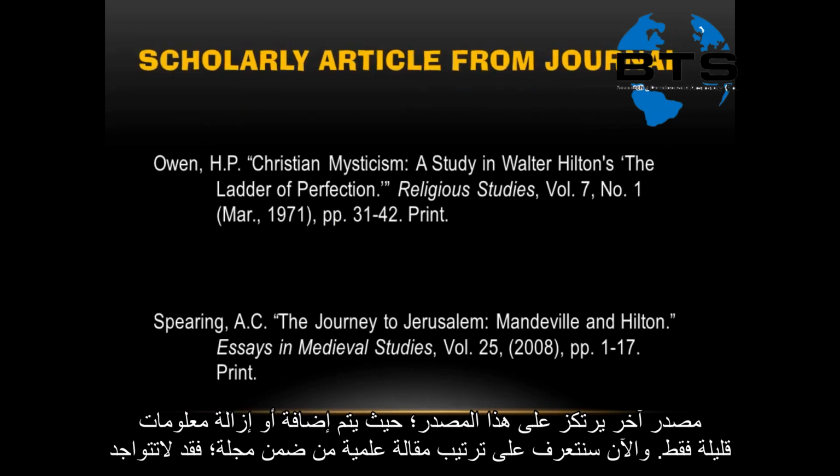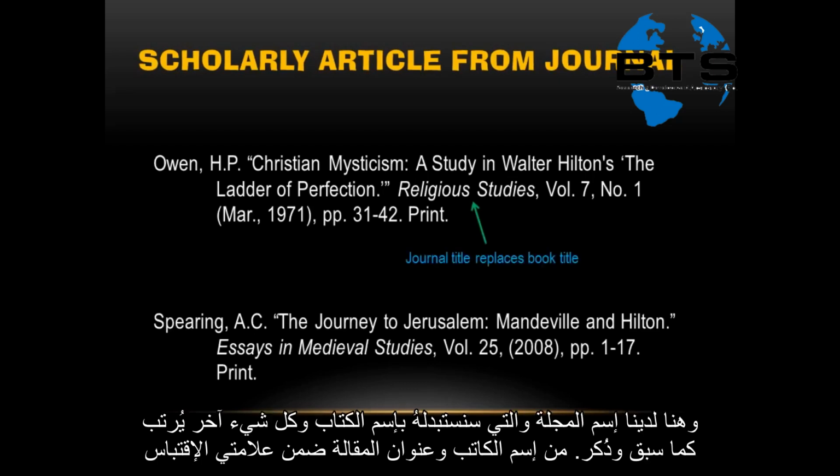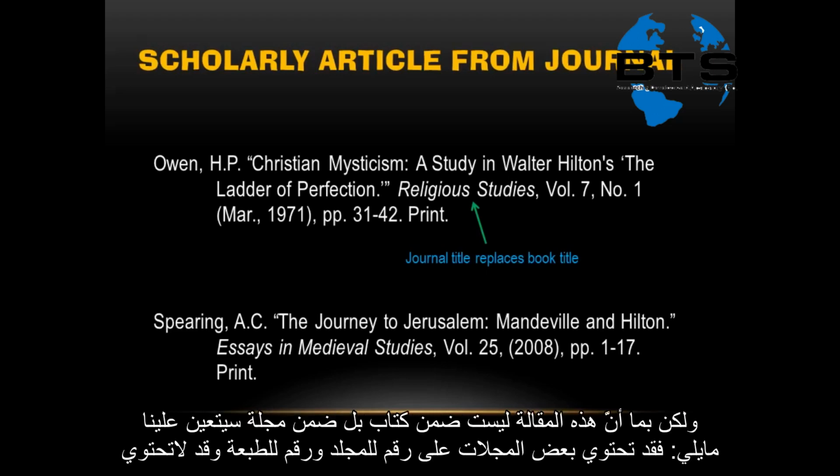Okay, a scholarly article from a journal. This may or may not be print. You may or may not actually get the actual physical volume. I mean, you might find it in the library electronically, but at some point it was printed, so we're just going to refer to it in that way. In this sense, you've got the journal title, and that replaces the book title. So everything else is basically the same. You've got the author's name, you've got the title of their article, which is in quotation marks like the one I showed you before, but because it's not in a book, it's in a journal, the journal title takes the place of the book title.